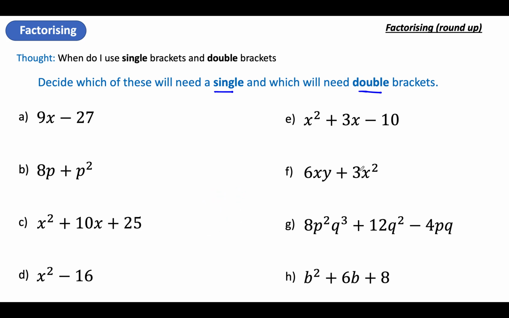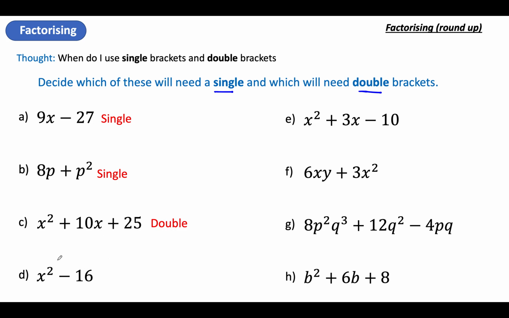Okay, first one. It's not characteristic of a quadratic, is it? There's nothing squared at all, so that's definitely going to be a single. B, there's a p squared and the p, but there's no number on the end, so actually this is just going to go into a single bracket. Okay, this one, x squared plus 10x plus 25, that's quadratic. So it's going to be double brackets.